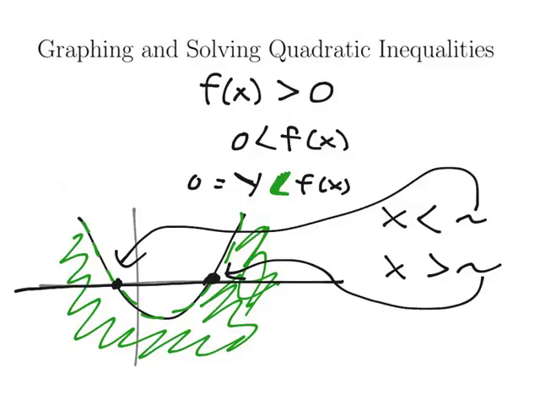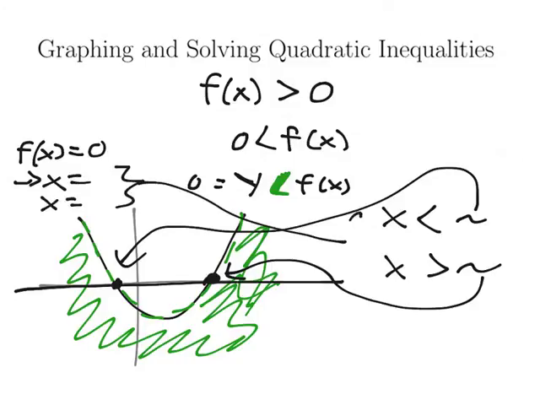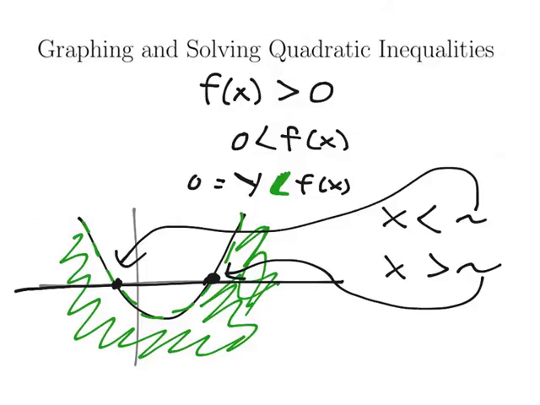You could graph it on your calculator, or you could solve the quadratic. If I said my quadratic function was equal to 0, I could solve it to give me some x values. These x values then correspond to these ones. I also could have asked for the case where my function, instead of being greater than 0, was greater than, let's say, negative 5.